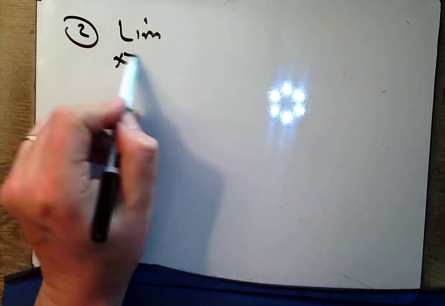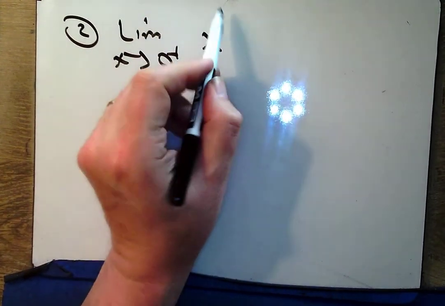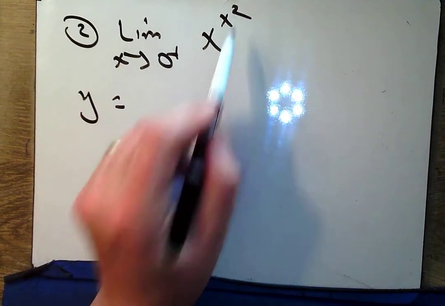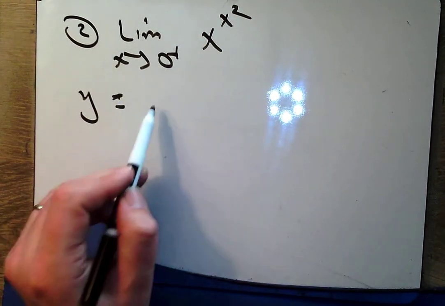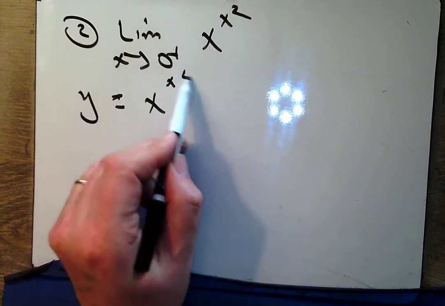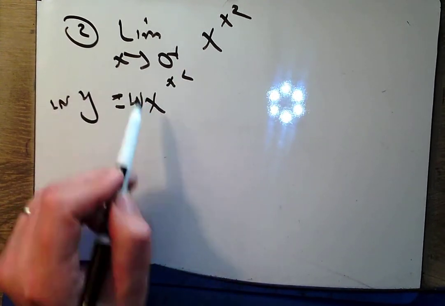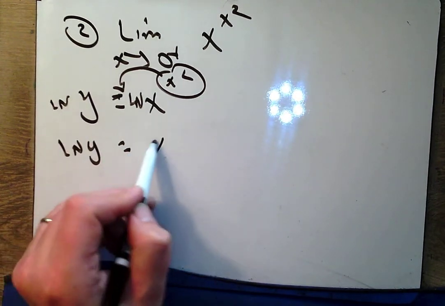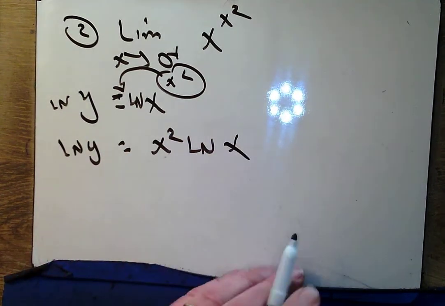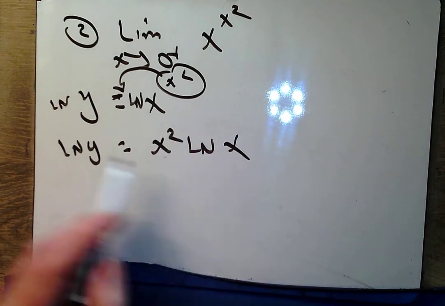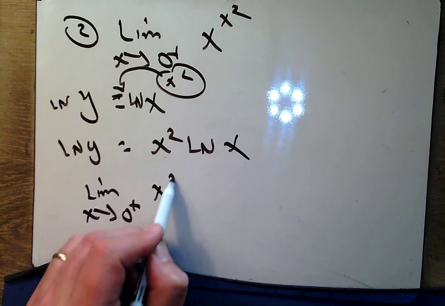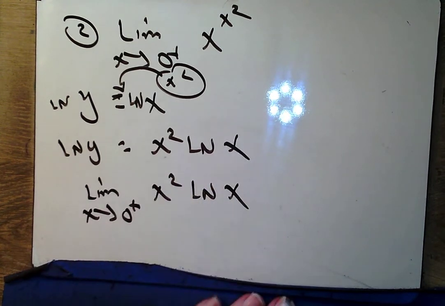The limit as x heads to 0 from the positive of x to the x squared. So this is one of those 0 to the 0 situations where we're going to need to take the ln on both sides. Let's bring these down. We're going to have ln of y equals x squared ln of x. So let's figure out what this limit is: the limit as x heads to 0 from the positive of x squared ln of x.